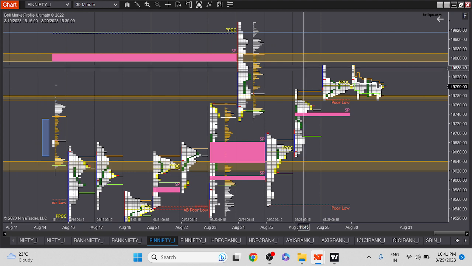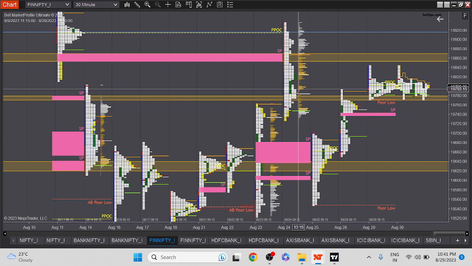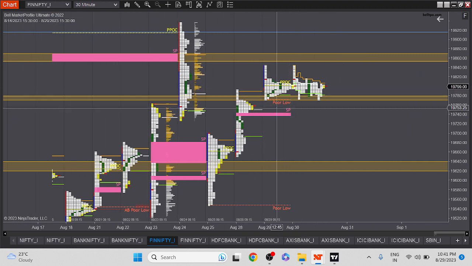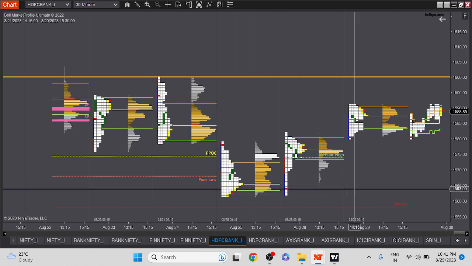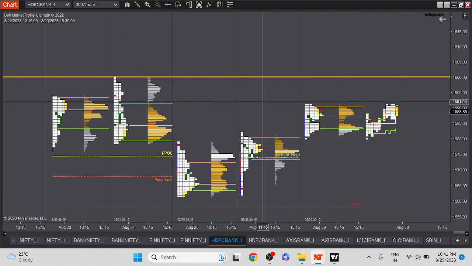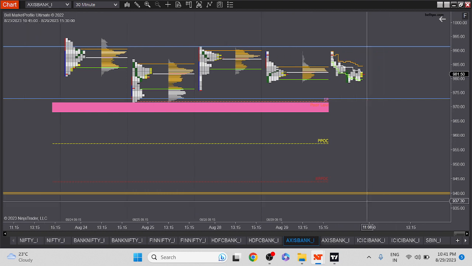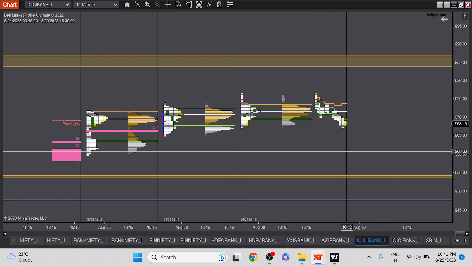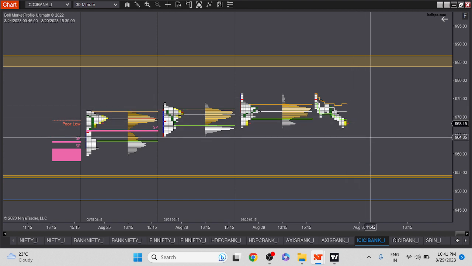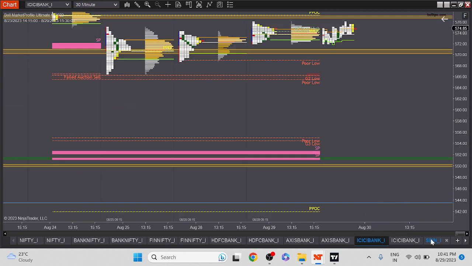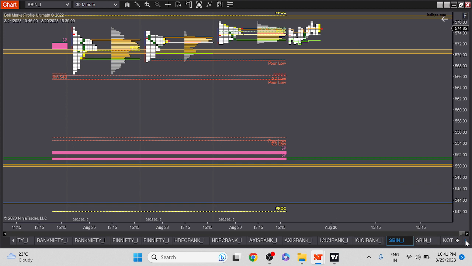Fin Nifty also, if you see, is very sideways, because I think there are no volumes on Nifty and Bank Nifty, so Fin Nifty normally goes sideways. HDFC Bank is trying to give some moves, and it's trying to go up. Axis Bank, ICICI Bank, all sideways. If you see the low of ICICI Bank is exactly near the single print that we discussed, 966, and if this holds, then ICICI Bank can bounce back. SBI also sideways.